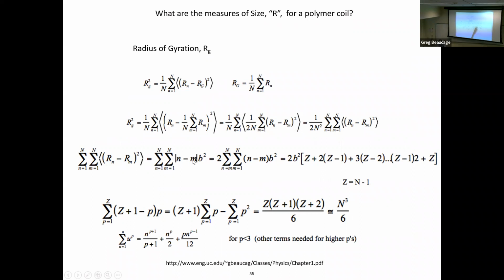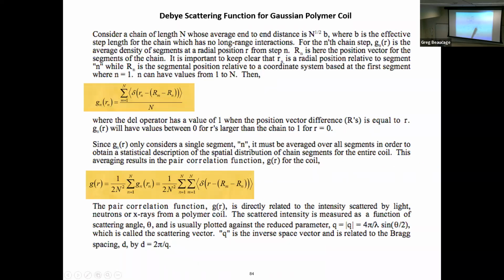It's a double sum where N and M both change on the coil because you're doing all the different positions. And then that ends up being a power series, and this power series you can use to solve it, and you'll end up finding that Rg squared for the coil has that 1/6 power that we had before, that we did already. I guess I did that twice.